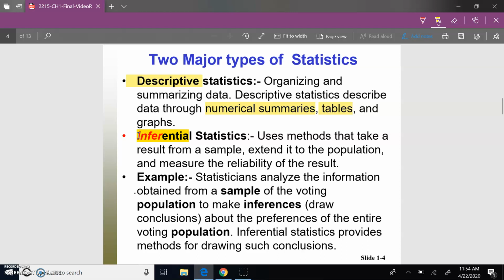This is the name of the game called inferential statistics, right? The word inferential comes from the root word infer, which means to draw a conclusion. And what we try to draw a conclusion about is the population. So it's very important that you understand the difference between inferential statistics and descriptive statistics. Take an example.